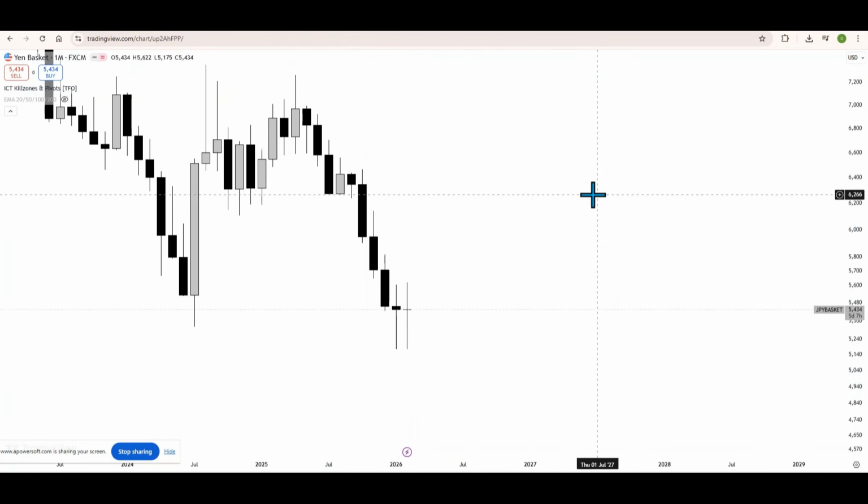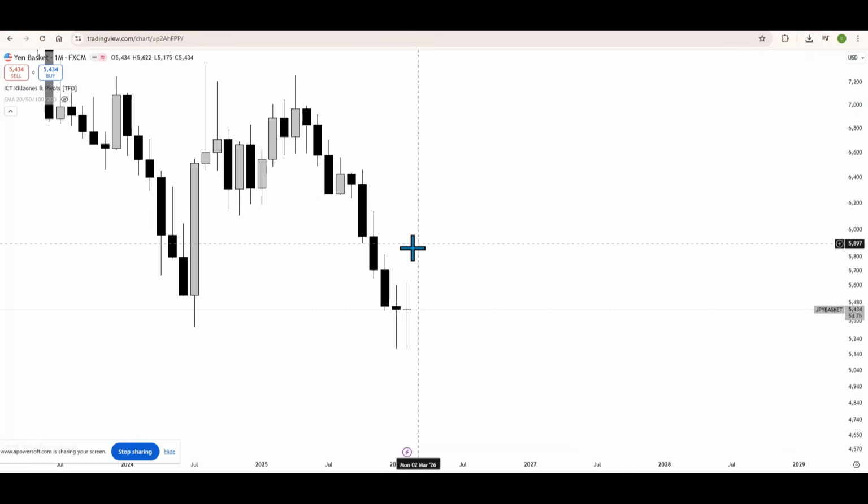So now let's do analysis for the yen basket. So the yen basket is just the yen. The same way we do dollar index analysis for major pairs, it's good to do yen basket analysis if you trade yen pairs, except USDJPY, because USDJPY is a dollar pair. So for USDJPY, expect it to move the same as the dollar.